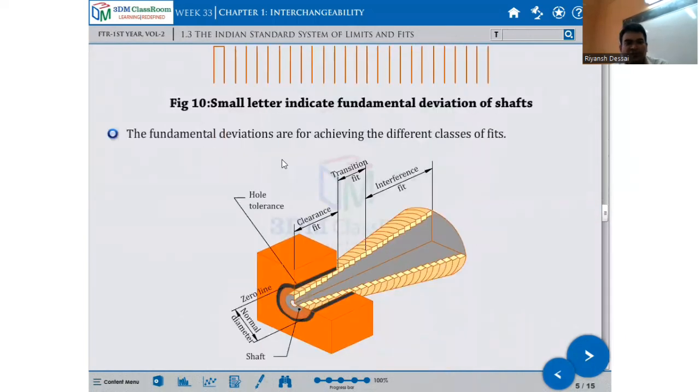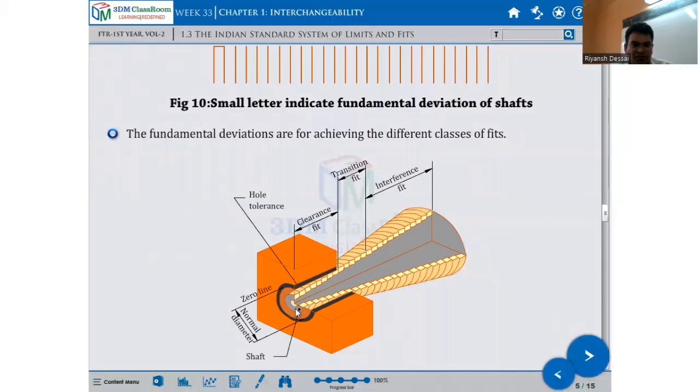Now what is this? The fundamental deviations are for achieving different classes of fit. The class of fit depends on the limits and the tolerance, from which we get fits. We have three types of fits; we will come to know afterwards. There is clearance fit, transition fit, and interference fit. These are the shaft and this is the hole. This black color is the zero line. This is the nominal diameter.